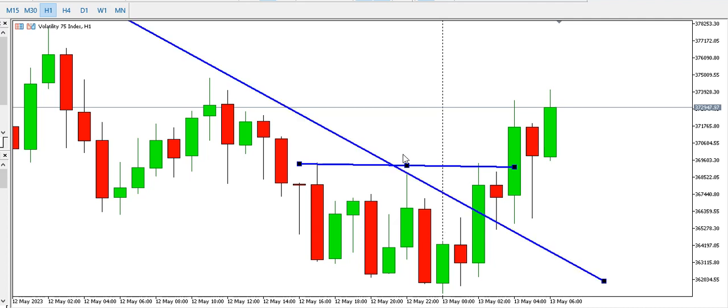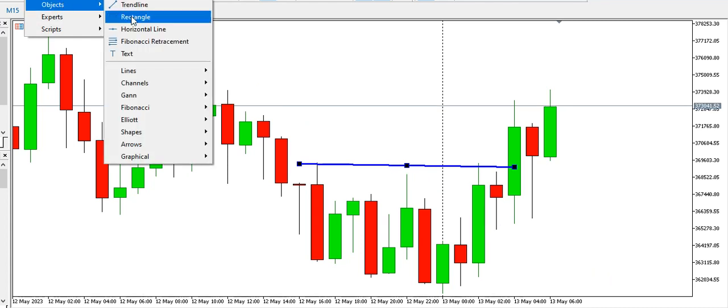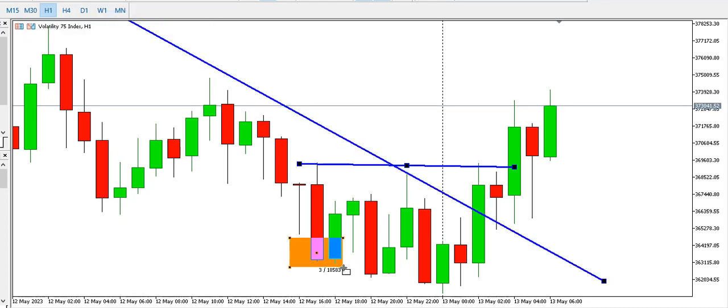Let's call it a triple bottom. We have a triple bottom, like a three-drive pattern. This is the first bottom.